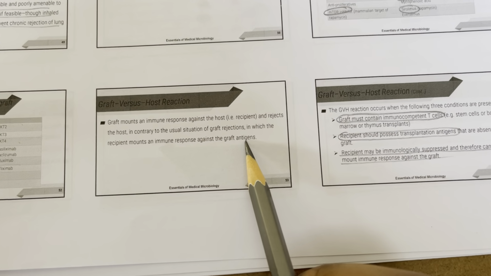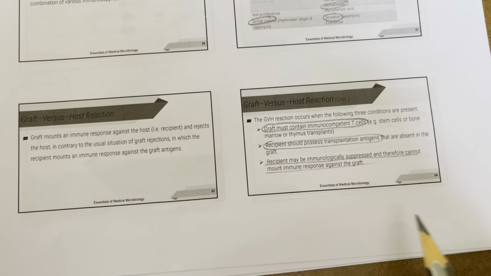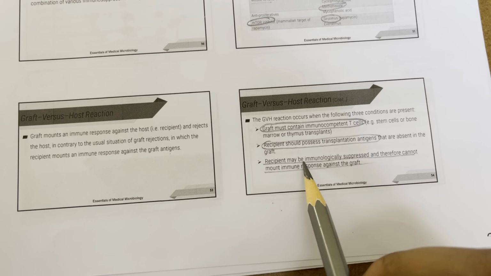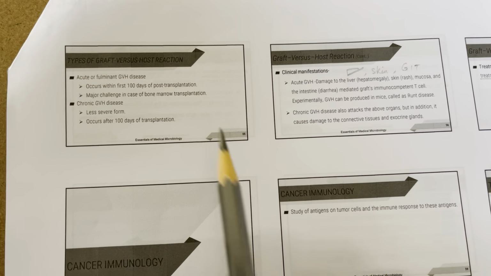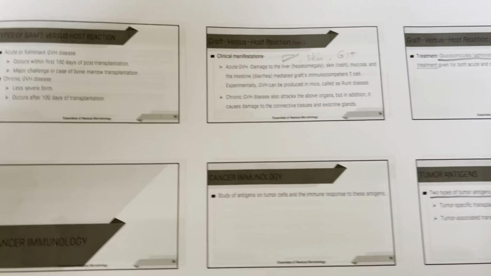Next, graft versus host reaction is also there. So what happens is the graft contains some immunocompetent T cells, the recipient contains the antigens this time, and the recipient is immunosuppressed. So it can be acute or chronic based on 100 days of transplantation.